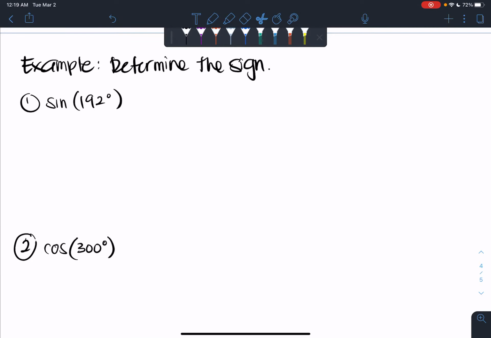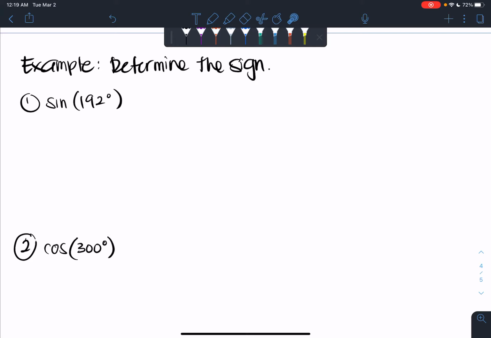All right, for these examples, we want to determine the sign (S-I-G-N). Okay, now be careful here. Do your best to determine when I'm trying to say sign (S-I-G-N) and sine (S-I-N). That might get a little confusing, so do your best to differentiate between them.